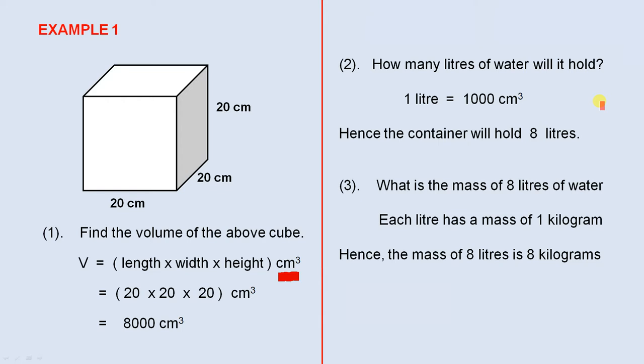How many litres of water will it hold? Now 1 litre of water takes up a volume of 1,000 cubic centimetres. Hence, the container will hold 8 litres, because the volume of the container is 8,000 cubic centimetres. What is the mass of 8 litres of water? Each litre has a mass of 1 kilogram, hence the mass of 8 litres is 8 kilograms.